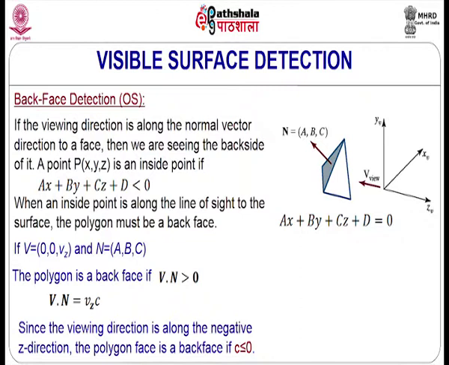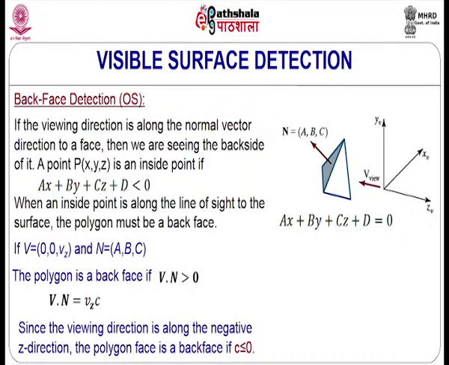As you can see in the diagram shown there, there is a pyramid like object, and we can assume that a plane or a face or a surface of a 3D object, if you imagine that to be a plane, can have an equation: ax plus by plus cz plus d is equal to 0 can be the equation of the plane.